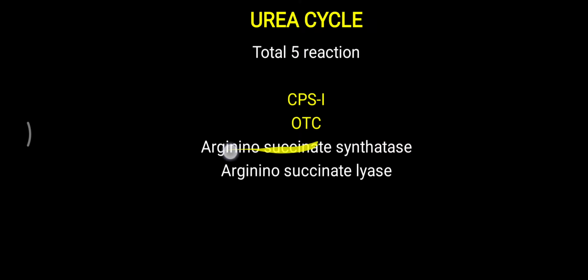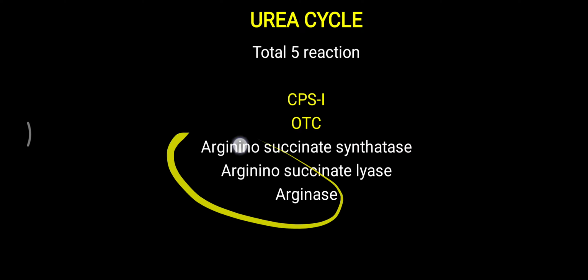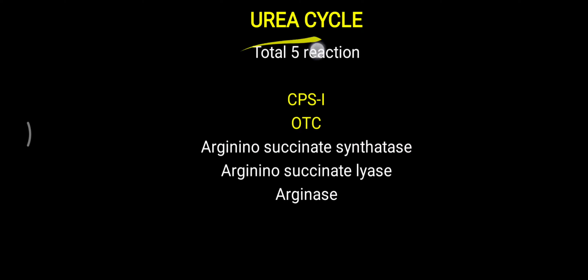This argininosuccinate will be broken down with the help of the enzyme argininosuccinate lyase. The last enzyme of the urea cycle is arginase. Simply, these three enzymes, all starting with A, are present in the cytoplasm. So the urea cycle also has compartmentalization, meaning two enzymes in the mitochondria and three enzymes in the cytoplasm. Now we will look in detail at each step of the urea cycle and each enzyme in this video.